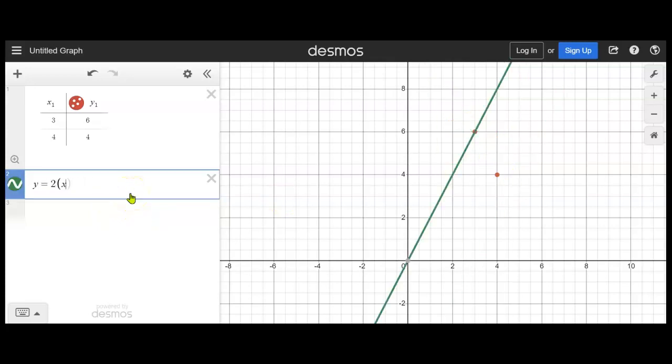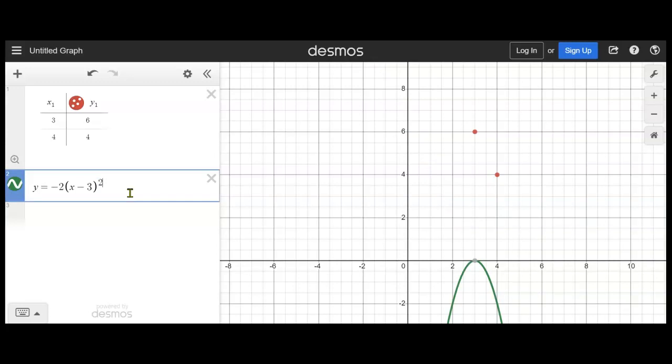One more try. We already know D is the answer, but we're going to test it anyway. -2 parentheses x minus 3 close parentheses, shift 6, press 2. Right arrow across, +6. And you can see that both of the red dots are on that curve, on the green curve. So our answer is D.